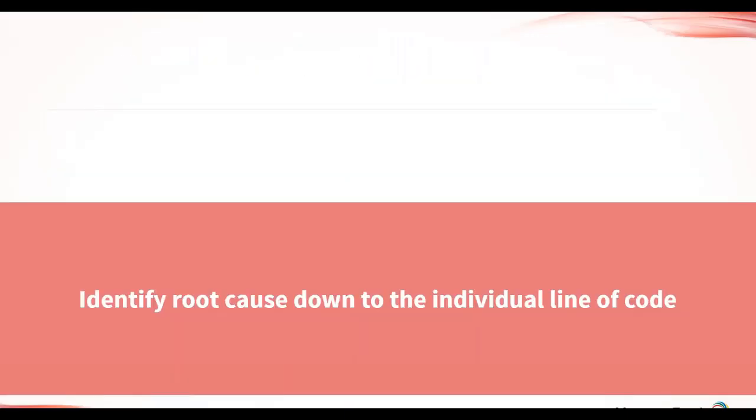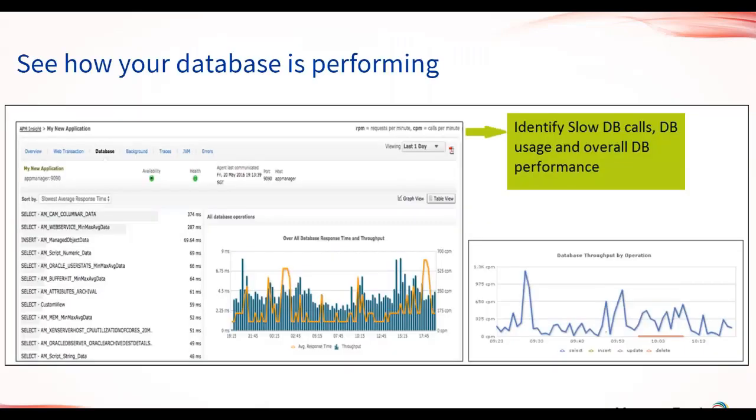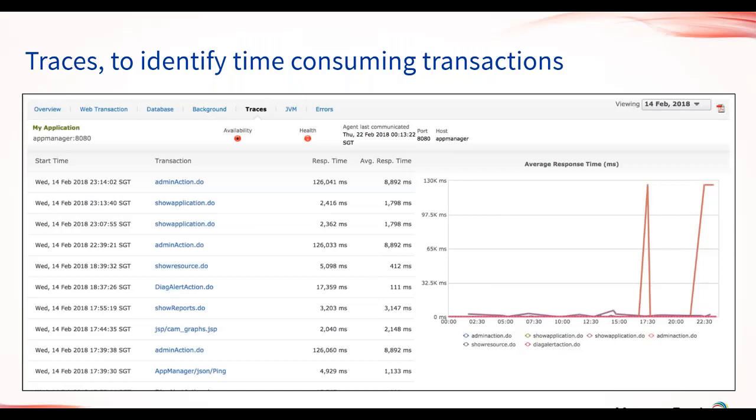Right, so the next item on today's agenda is identifying the root cause down to the individual line of code. What this essentially means is every time your application server sends some request to the database, it is also imperative for you as service providers, as vendors, to monitor these transactions as well. How fast is your database response? How do you identify the slow database calls? And how do you make use of traces to identify the transactions that are consuming more time?